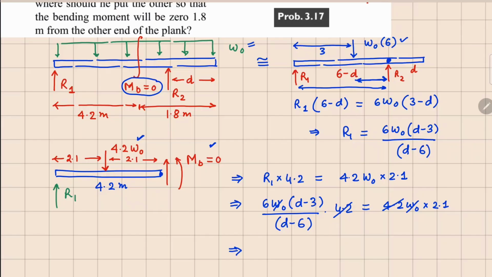So if I solve this, I get 3.9 D equals 5.4, which gives us the value of D equals 1.385 meters.